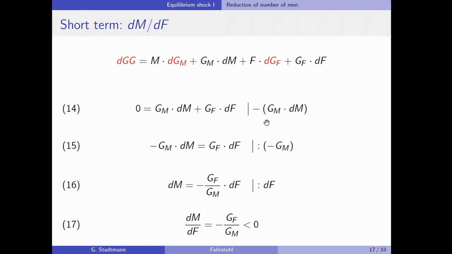So let's put once more gm dm on the other hand side of the equation, which pops up with a negative sign here. We divide by minus gm, put that on the other hand side. We arrive at equation 16. Then we put df on the other hand side of the equation. And then we get to this expression here, dm over df is equal to minus gf over gm.